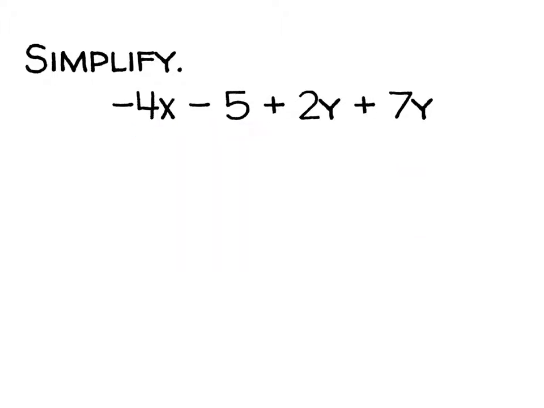Okay, so here we have 4 terms that we're going to combine together. I notice I have some x's, I have a constant, and I have some y's. Now this one's kind of easy because I only have one x term, one constant term, but I do need to combine those y terms there. So I know this is going to be a 9y once I combine them.